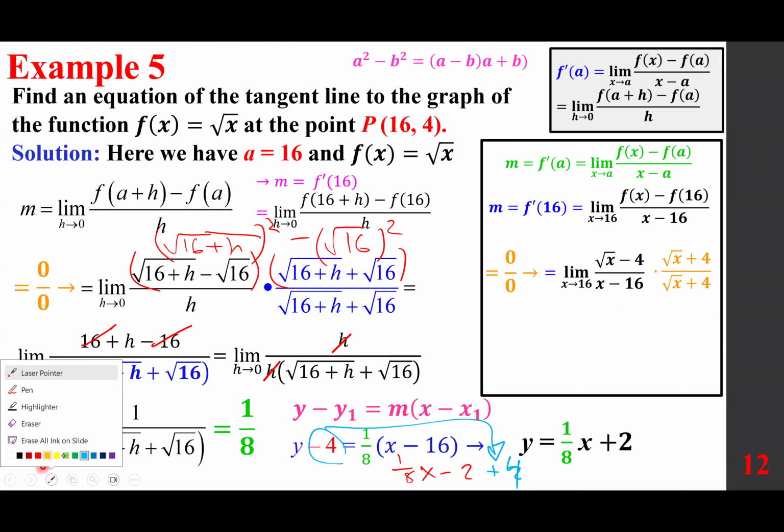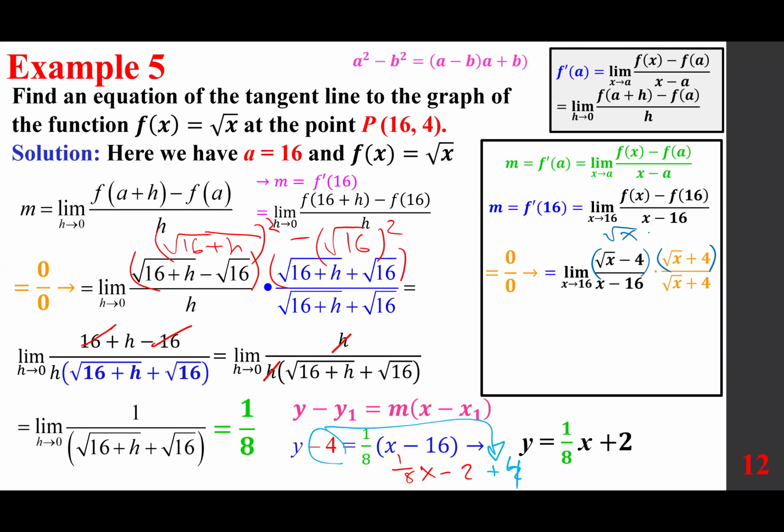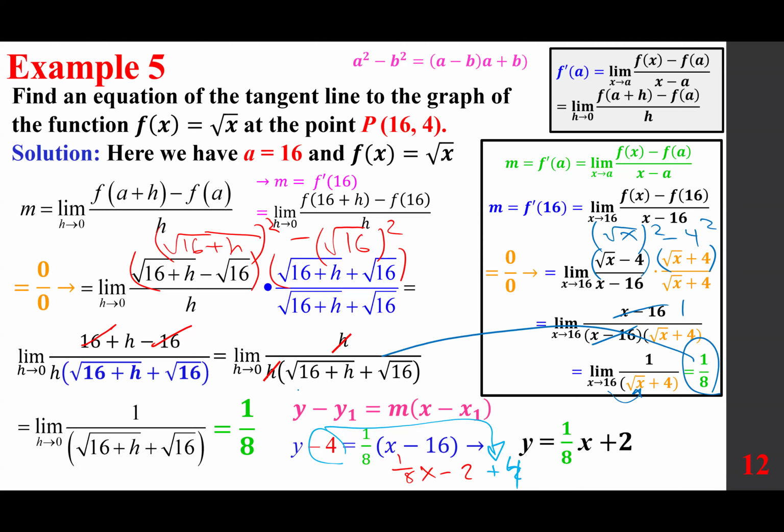The numerator: the product of these two is the square root of x, quantity squared, minus 4 squared, which is x minus 16. This goes away, this goes away. The numerator becomes 1. And you put this here, you get the same slope 1/8 as you did before. Again, you don't have to do both ways, but we want to make sure we can easily practice to get comfortable with this.